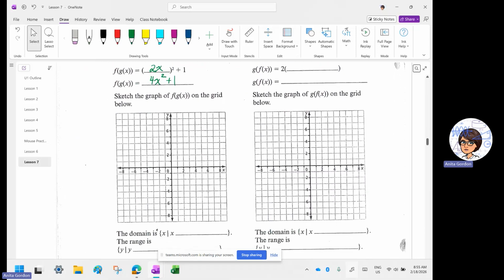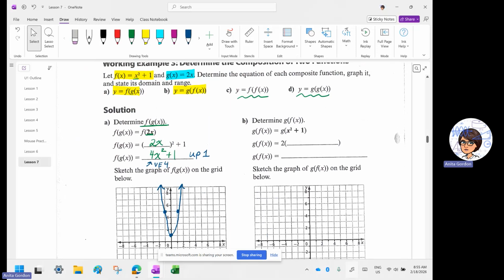Well, this is a quadratic. It has moved up 1, and I have a vertical expansion of 4. So up 1 is my vertex, and instead of going here to where the normal 1, 1 would have been, I have to have a vertical expansion of 4. So 1, 2, 3, 4. Have a very skinny, tall parabola. There we go.